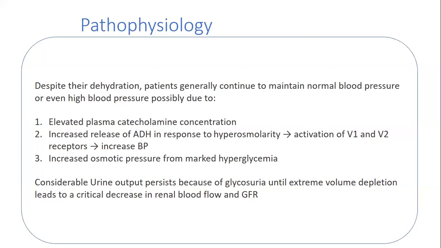And then the increased osmotic pressure from the marked hyperglycemia is able to maintain the oncotic pressure within the blood vessels. And that is how the blood pressure can be maintained as normal. Considerable urine output also persists because of glycosuria, until extreme volume depletion leads to a critical decrease in renal blood flow and GFR. And by the time you are getting oliguria or renal impairment, it means that is a patient who is very sick.